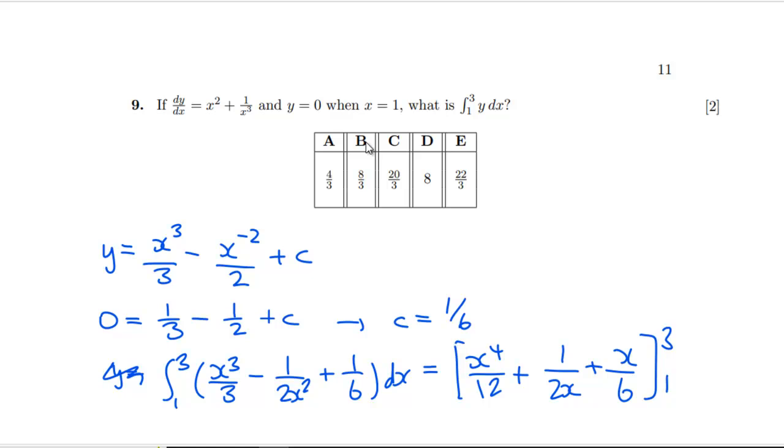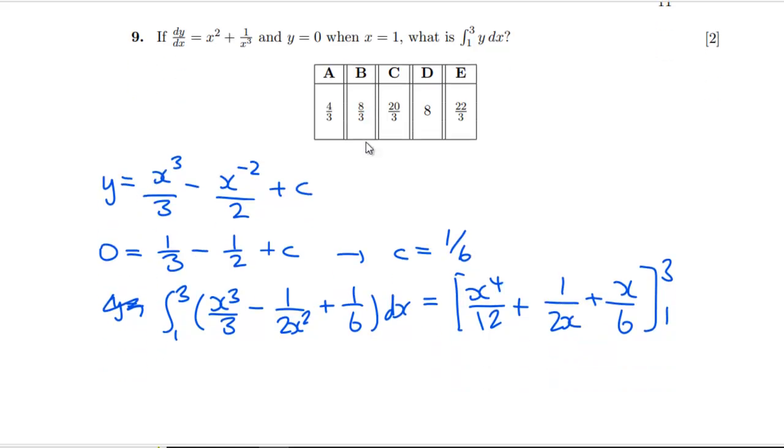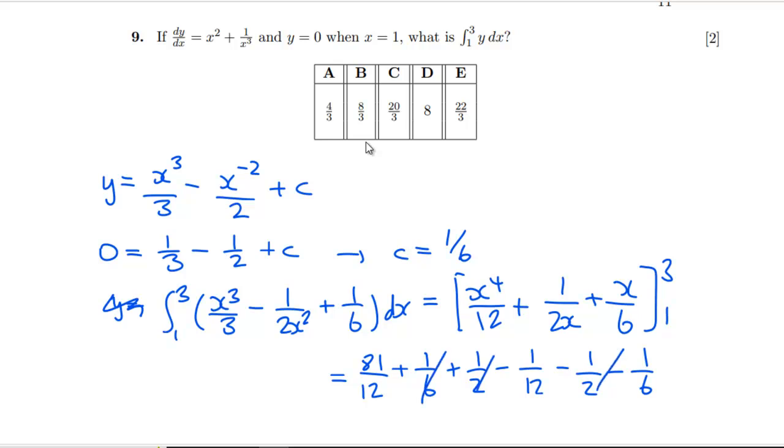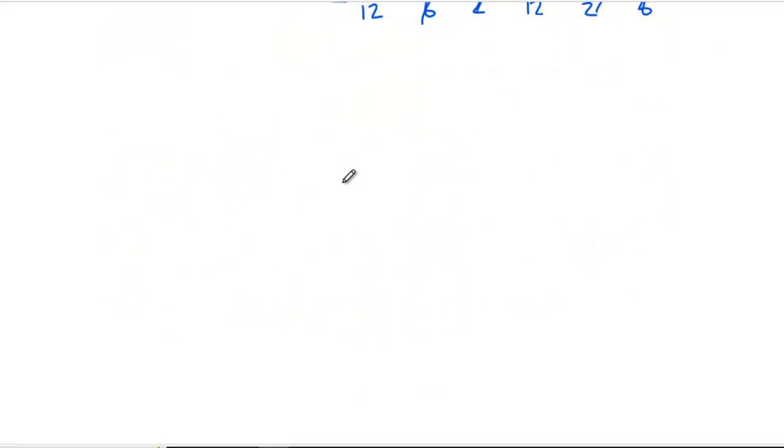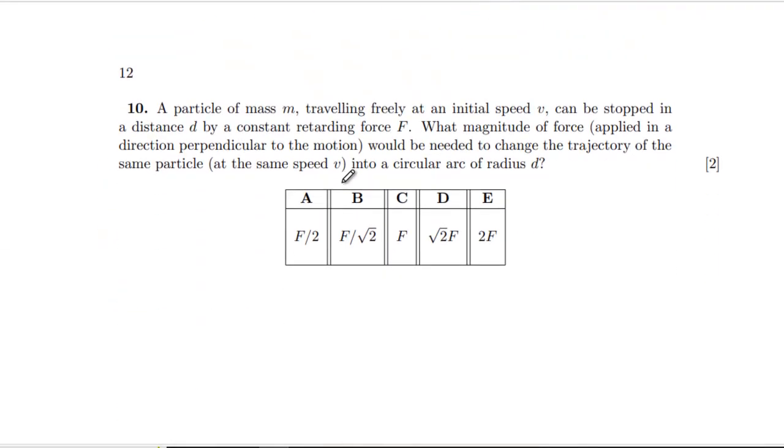3 to 1. Just scroll a little bit down. So what have we got there? That's going to be 81 over 12 plus a sixth plus a half, minus a 12th, then minus a half and minus a sixth. So they all disappear and we're left with 80 over 12, which is 20 over 3, which is C. So that was a straightforward question. It took a bit of working out, but it was pretty easy.